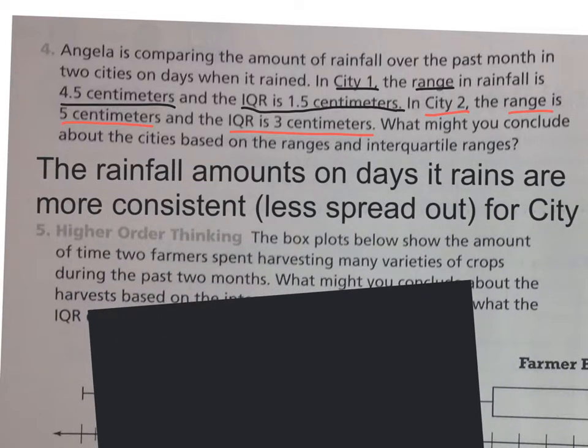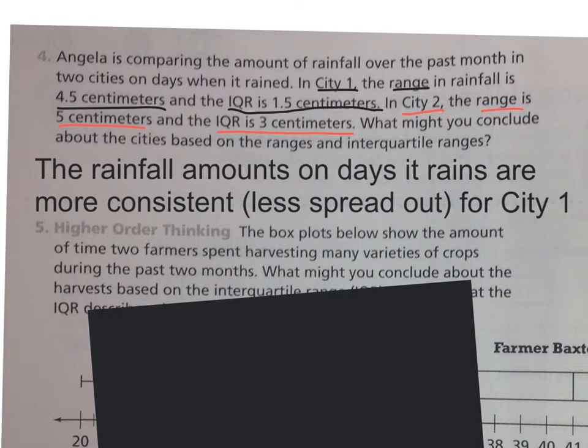So what we can say based off of this is just about the variability. We could say rainfall amounts on days it rains are more consistent or less spread out for City 1. Or we could say there's less variability for City 1 than City 2. In other words, City 2 is a little bit more all over the place with their rain amounts, and City 1 is a little bit closer to the same amounts whenever it did rain. I just really don't get that.